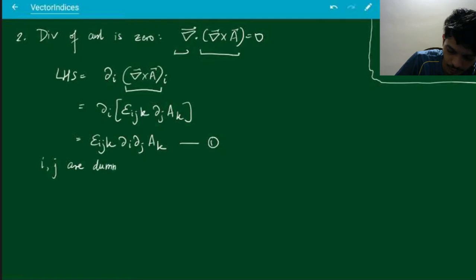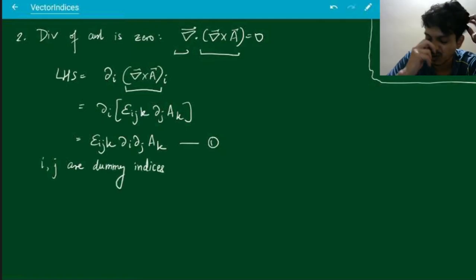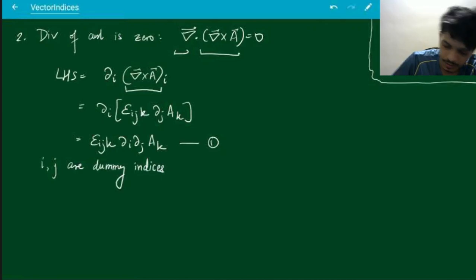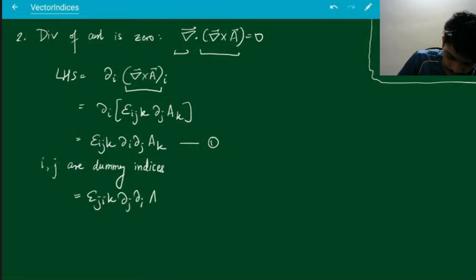So it doesn't matter what I call them, right? Instead of i, I could have called it t. Instead of j, I could have called it c. Any index I can put, no problem. So in the same way, if I can call it anything, I can rename them. Then I can call i as j and j as i. It doesn't make any difference. So I can write it as epsilon j i k del j del i a k.